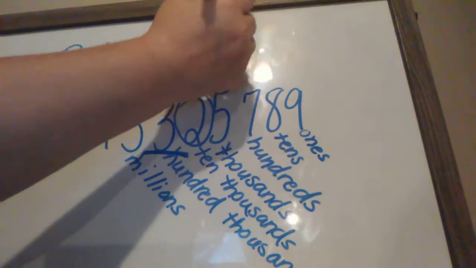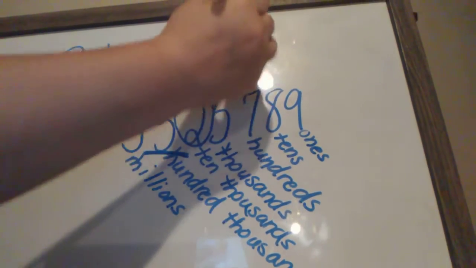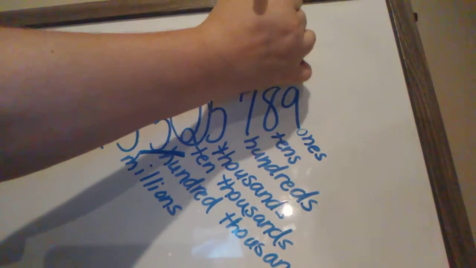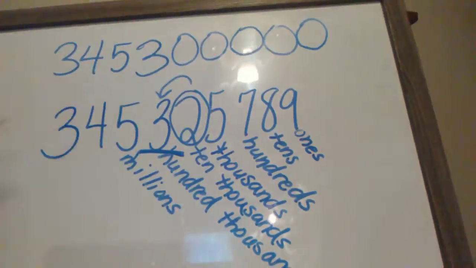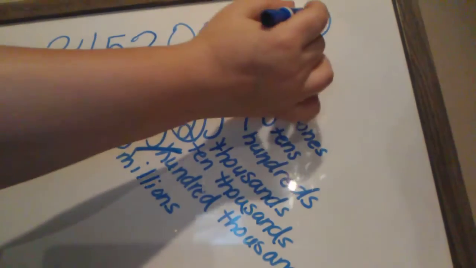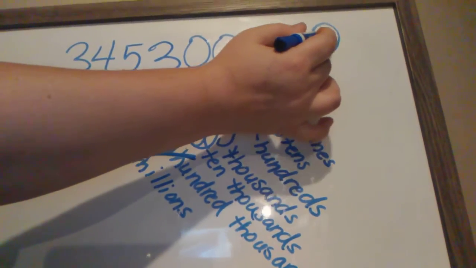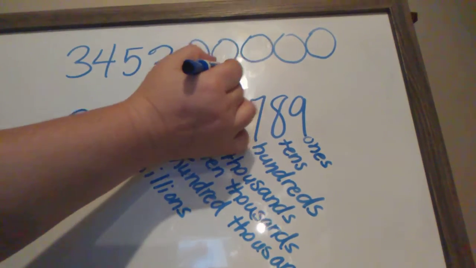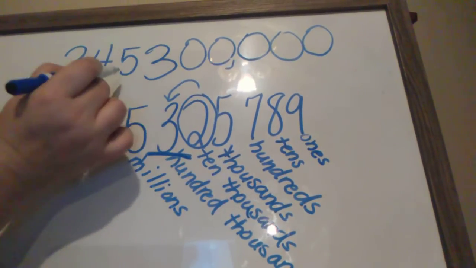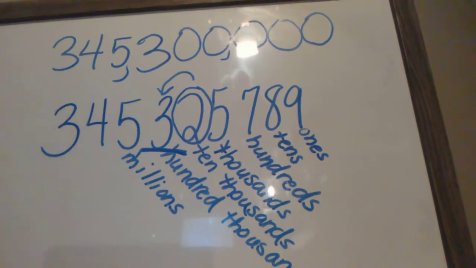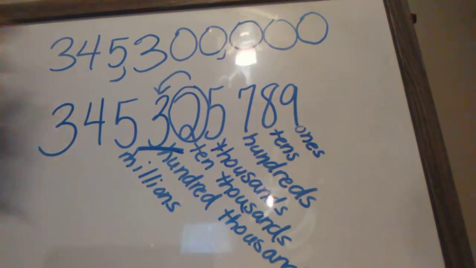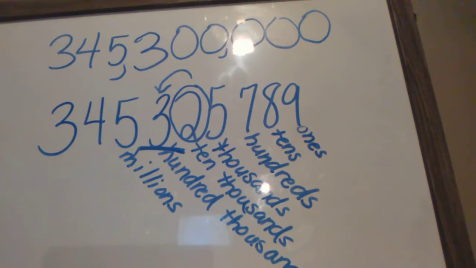So the 2 is going to be a 0, 5 is a 0, 7 is a 0, 8 is a 0, 9 is a 0. So rounded to the nearest 100,000, we go 1, 2, 3, comma me. It's 345,300,000.